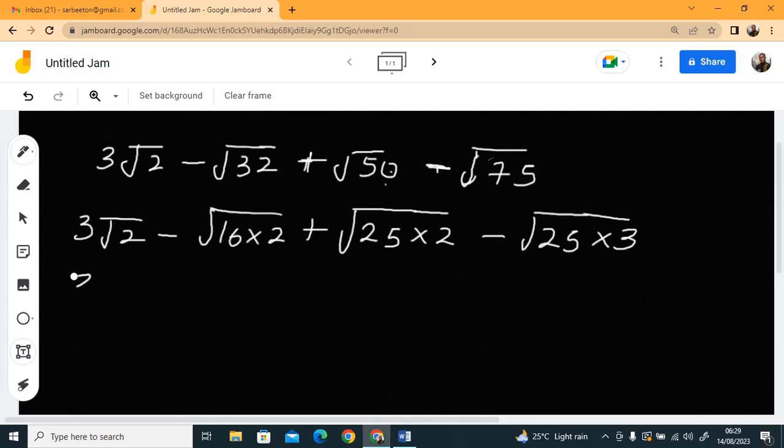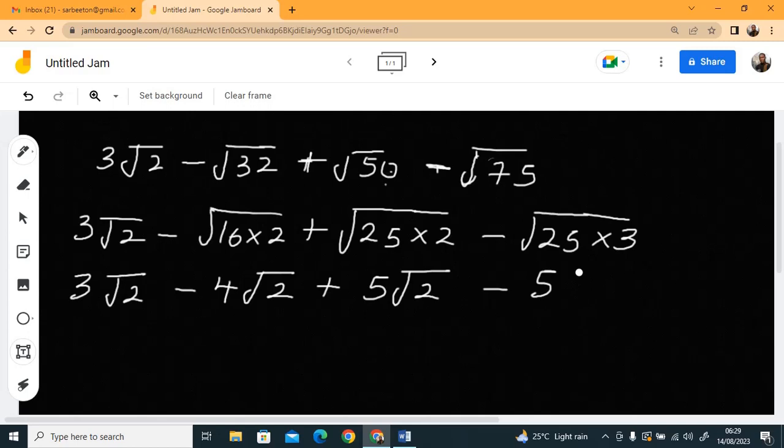So when you check this very well, we have 3 root 2 minus root 16, which is 4, then root 2, plus root 25, which is 5. Then you put this one in: 2 minus 5 root 3. Now when you check very well, you can see 3 of them have root 2 at the back and this one has root 3.